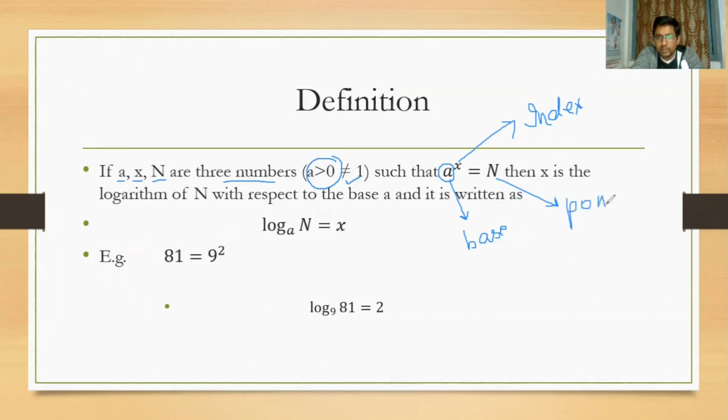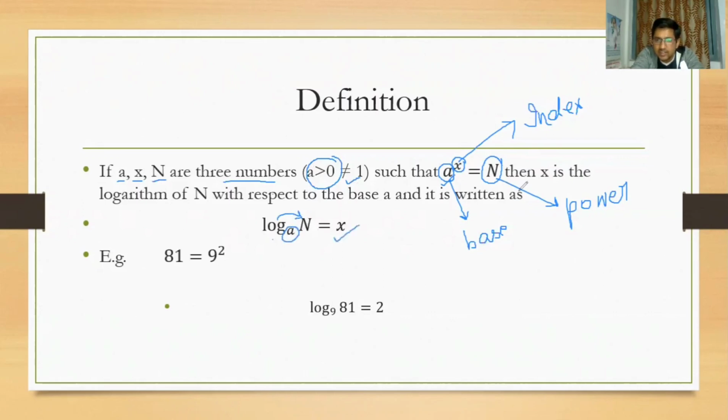So what is this logarithm actually? Logarithm is all about finding out the index. If a to the power x is equal to n, then x is the logarithm of n. That means this x is nothing but the logarithm of n to the base a. So logarithm of n to the base a is going to be your x.